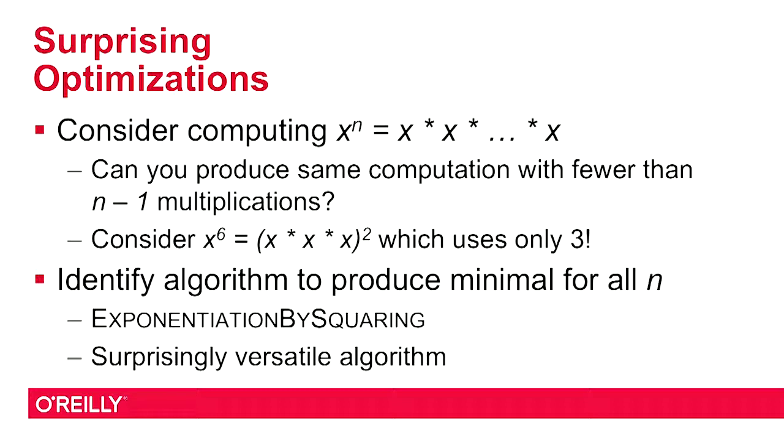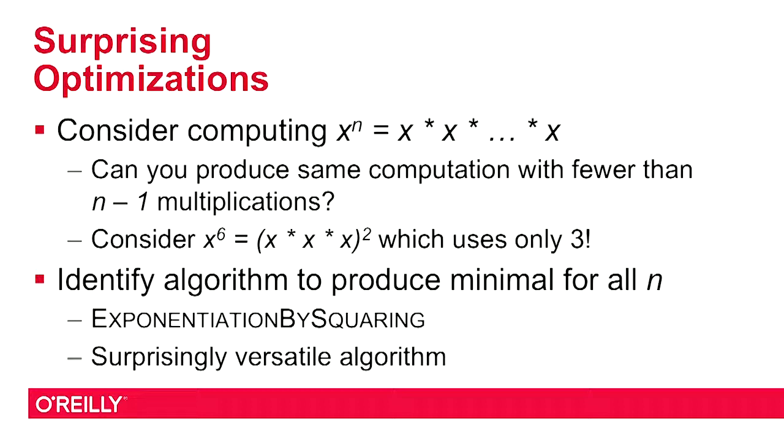Well, if you imagine x to the 6th, and I wanted to reduce the number of multiplications, if I observe that x to the 6th is nothing more than x cubed, again squared, I've taken something that would have required 5 multiplications and turned it into something that requires only 3. That small observation might look like an oddity, but it turns out that for any n, you can identify the minimum number of multiplications to get to the result x to the n.